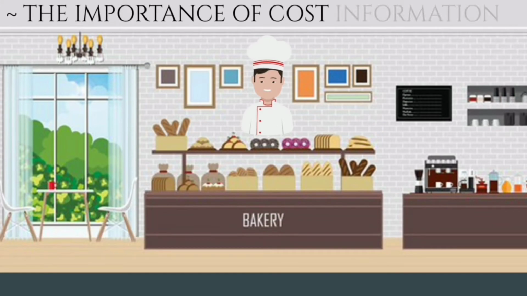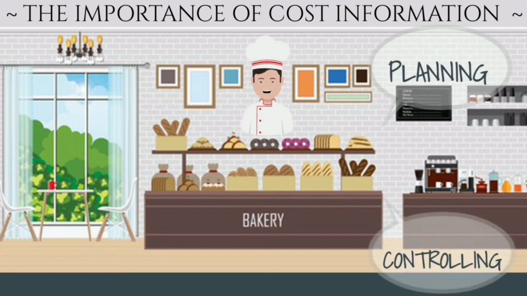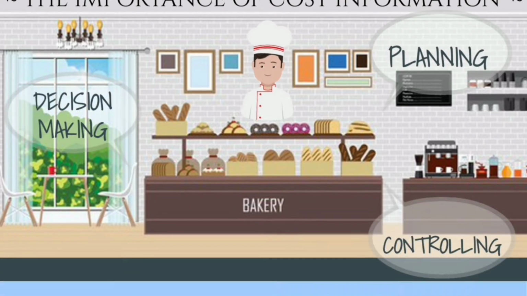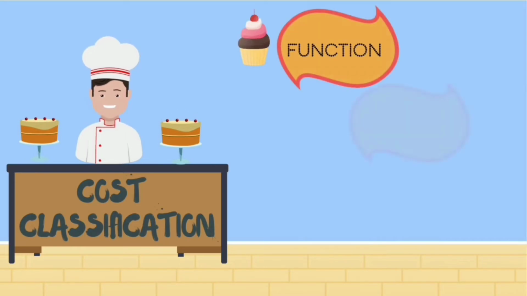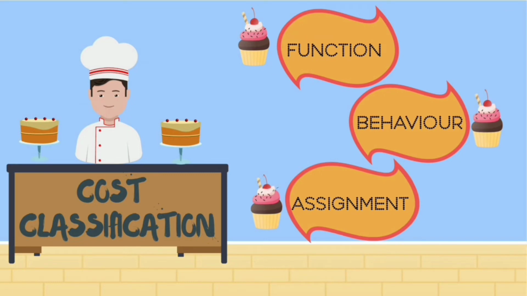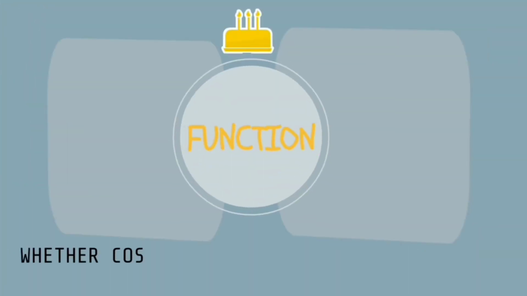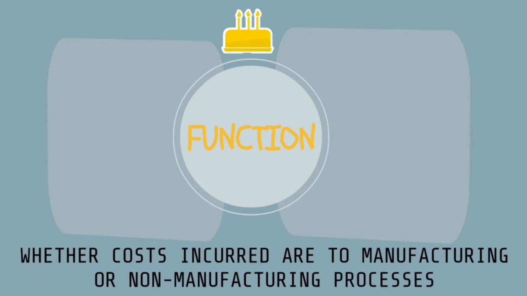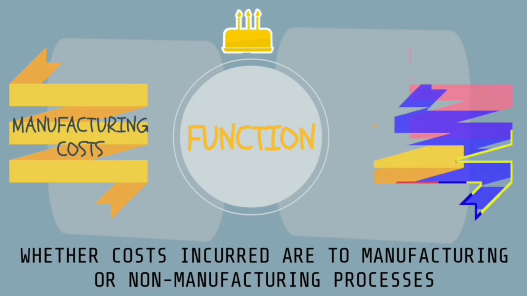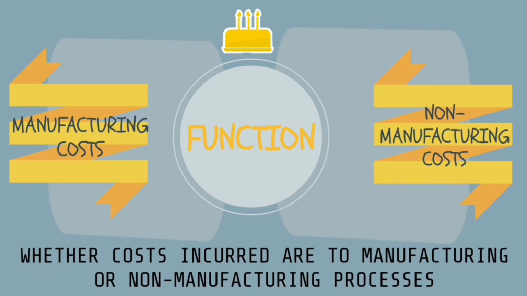The importance of cost information is it enables management to carry out these functions, which are planning, controlling, and decision making. We have three cost classifications, which are function, behavior, and assignment. For function, we have to determine whether the costs incurred are for the manufacturing or non-manufacturing process. These costs will be called manufacturing costs or non-manufacturing costs.